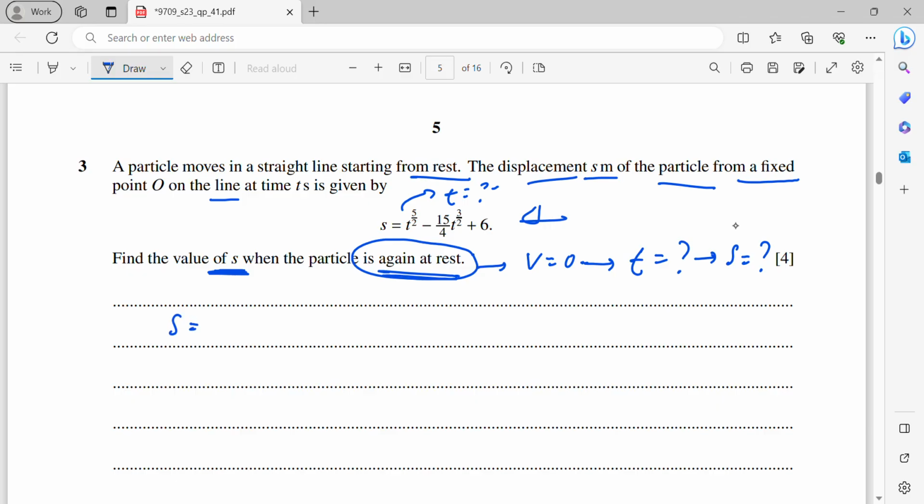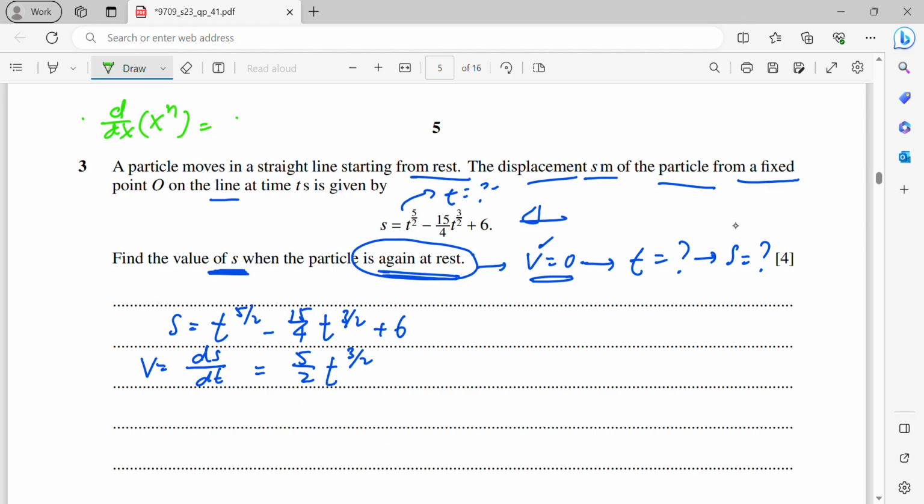So I will start with s equals t to the power 5 over 2 minus 15 over 4 t to the power 3 over 2 plus 6. So to utilize this v equals 0, to get the v from the s, we know that the v is ds/dt. So we need to apply differentiation, which means this is going to be 5 over 2 t to the power 3 over 2. Because when we differentiate, we always reduce the power by 1. If you still remember, differentiate x to the power n, it will be n x to the power n minus 1.